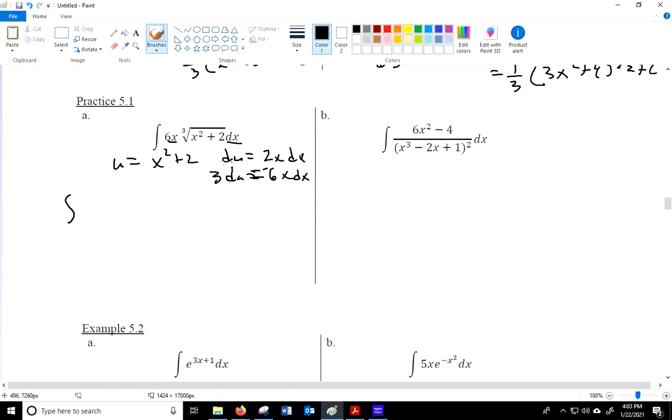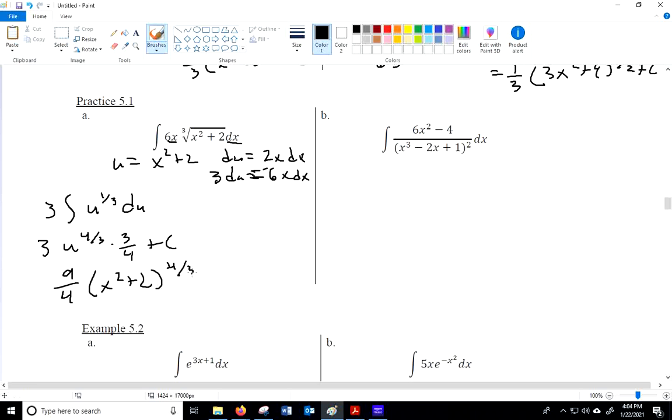So this cube root becomes the 1/3 power of u. Then 6x dx becomes 3 du, so I'll just put du and a 3. Then we'll integrate. U to the 1/3 plus 1 is 4/3 times the reciprocal 3/4 plus c. So this becomes 9/4 times x squared plus 2 to the 4/3 plus c.